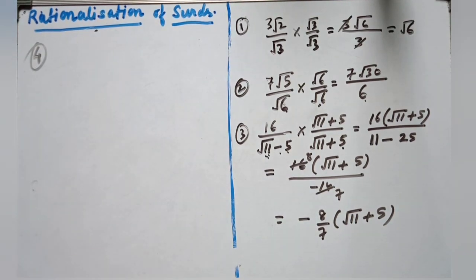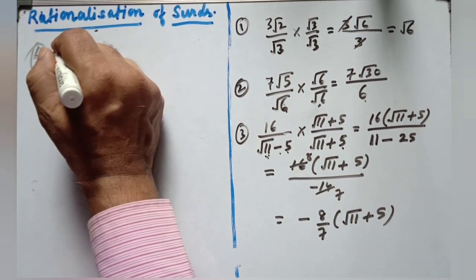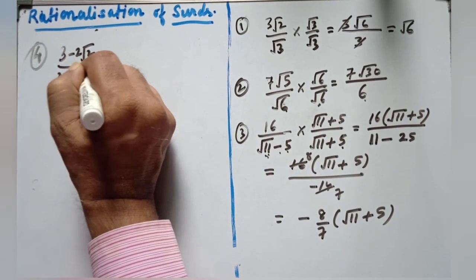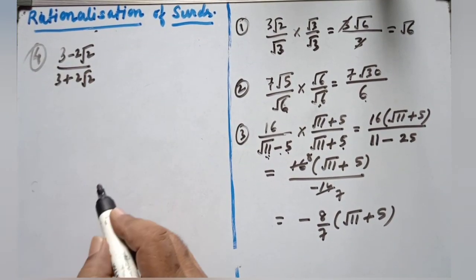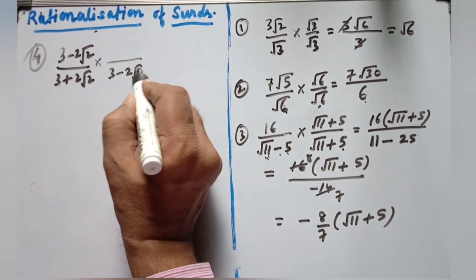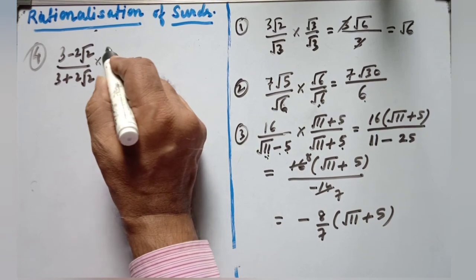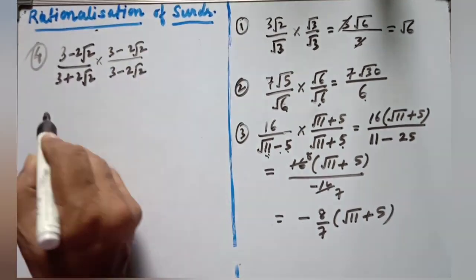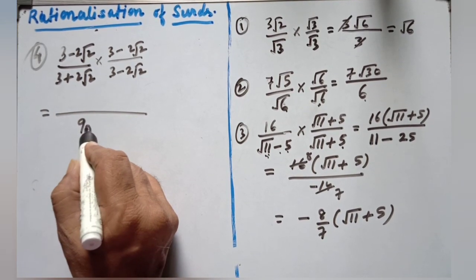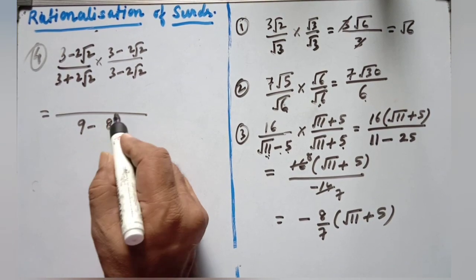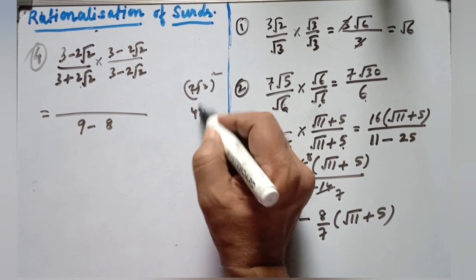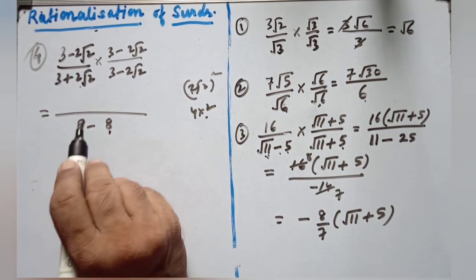One more example I am taking, say 3 minus 2 root 2 upon 3 plus 2 root 2. What is the rationalizing factor of the denominator? The rationalizing factor of the denominator is 3 minus 2 root 2, and you multiply both numerator and denominator by the same. In the denominator you get a plus b into a minus b, so a square is 9, 3 square is 9, 2 root 2 square is 8. 2 root 2 square: 2 square is 4, root 2 square is 2, so 4 into 2, 8.